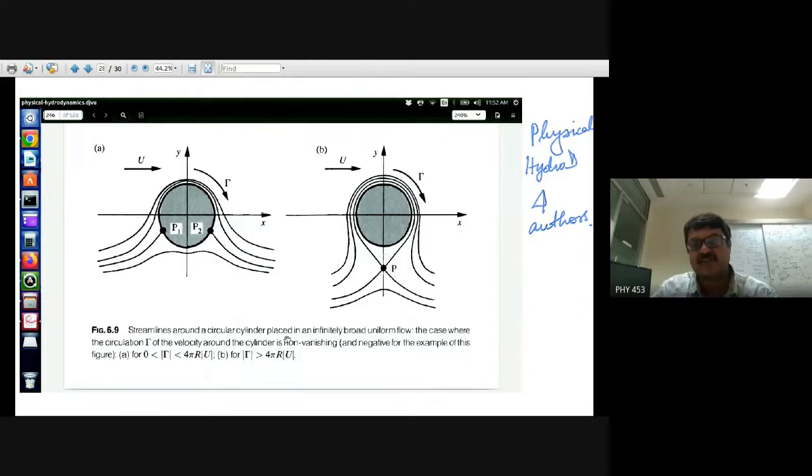The stagnation point is here. You have relatively flat lines. Of course, I don't know why the flow is like this.